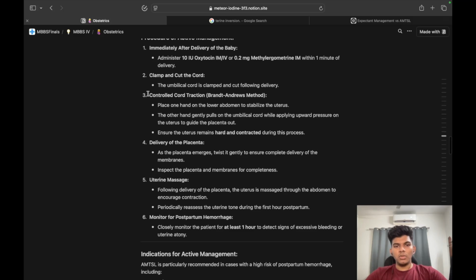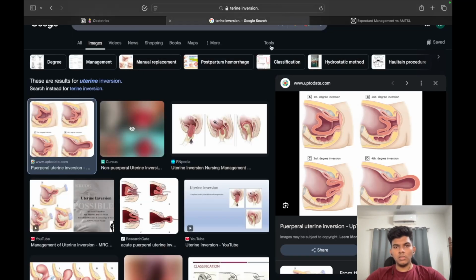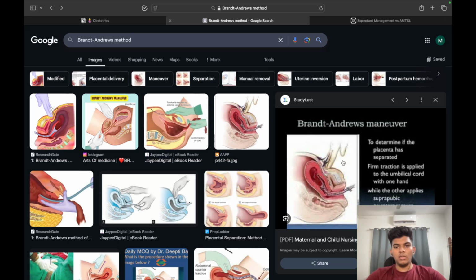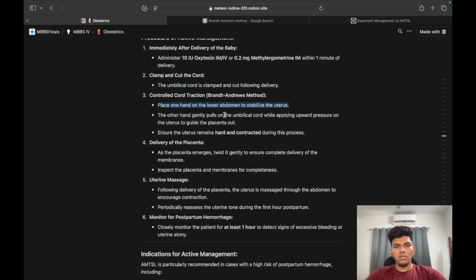Next, coming to controlled cord traction, Brandt-Andrews. So one hand on the lower abdomen. So we have seen this image. Let's check it out again. So one hand on the lower abdomen and another hand gently pulls the umbilical cord while applying upward pressure on the uterus to guide the placenta out. Ensure that the uterus remains hard and contracted during this process.